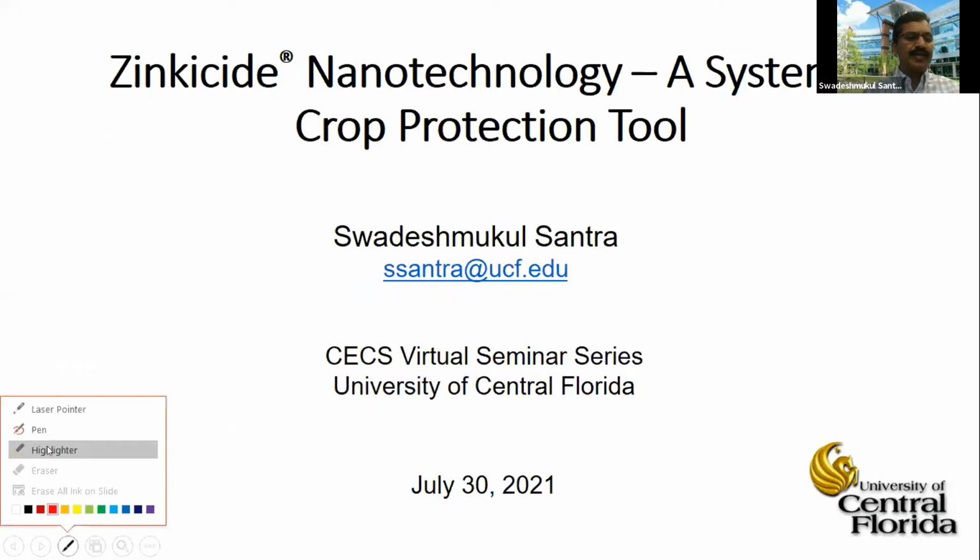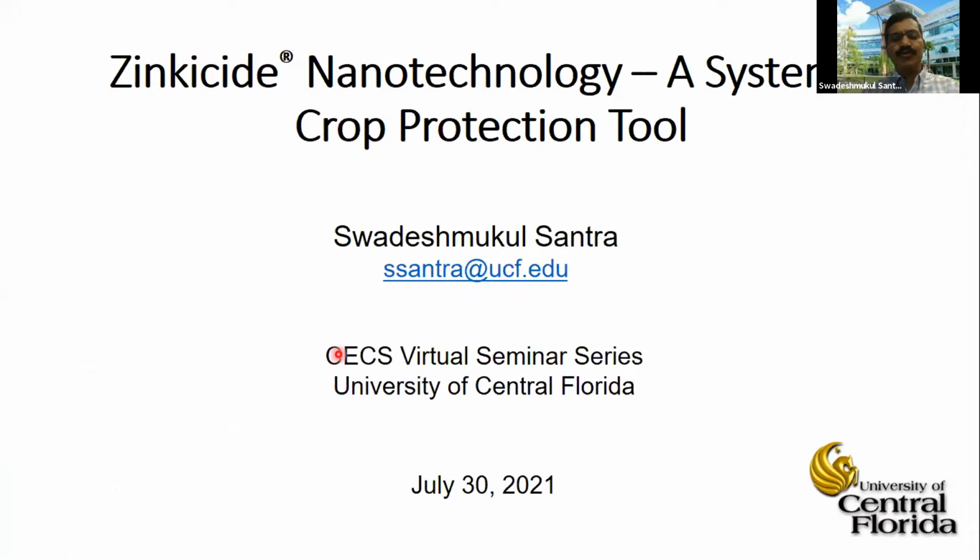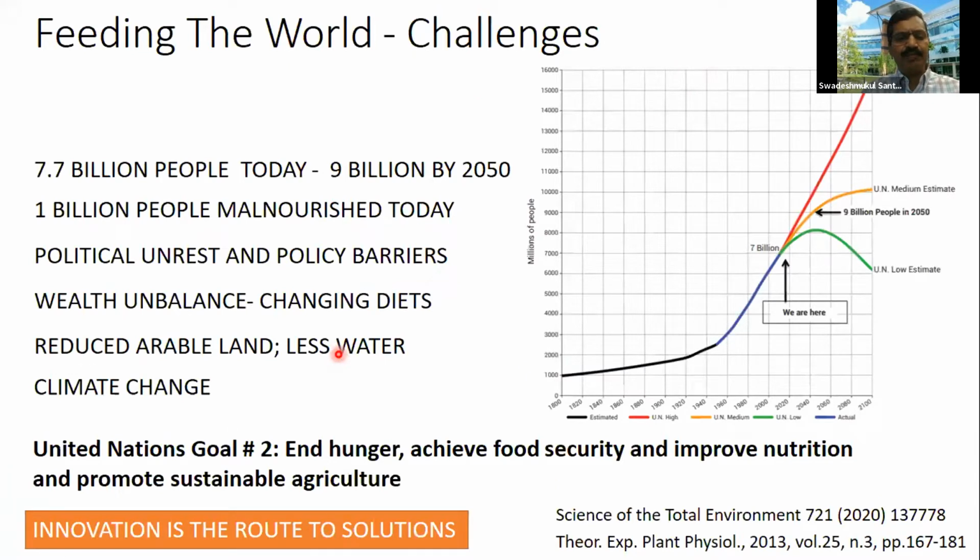In the next 10 minutes or so, I'll be talking about a technology that was developed at UCF back in 2013, and then how this technology is progressing. But before I start, I would like to give you some background: we are in a dire situation to develop tools to enhance food security and improve nutrition. And UN goal number 2 is aligned with the same focus.